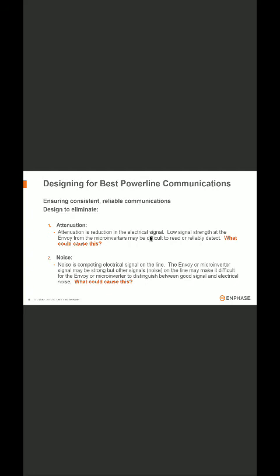So when you give power to your Envoy, and if the same circuit which you have used to give power to the Envoy is used for other devices which induce noise in the circuit, right? So that also impacts the communication. Very important. So these are the two things which impact the communication.